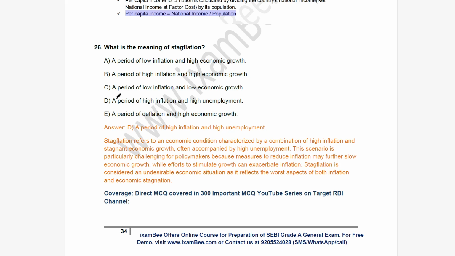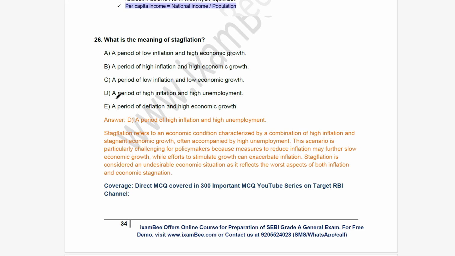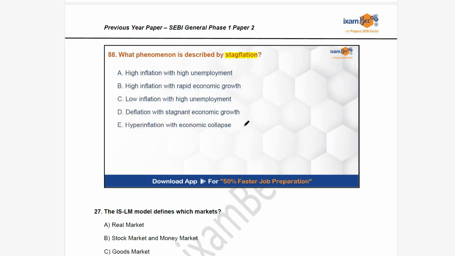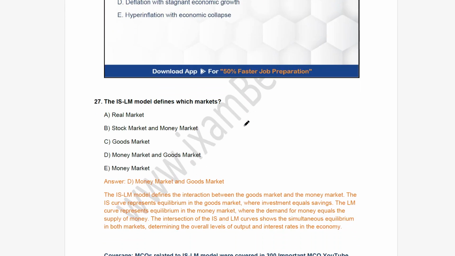This question has come in the past also. I'm forgetting the year, either 20 or 22, but this question has come in the past also. Stagflation is one of the very, very important inflation concepts that have been discussed. So it is a period of high inflation with high unemployment. Okay, so now two aspects are working here. Not just inflation is hurting, but also unemployment, right? So that is what we mean by stagflation. We had the same question in the 300 question series also.